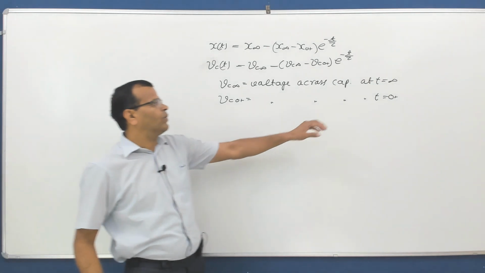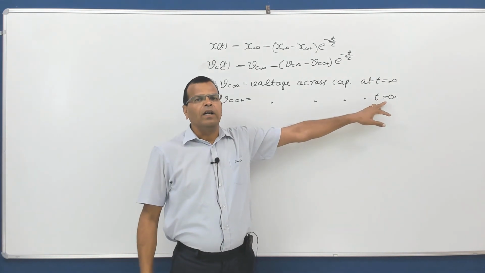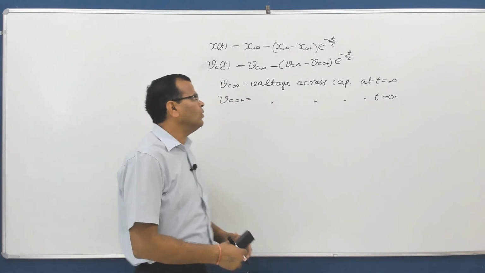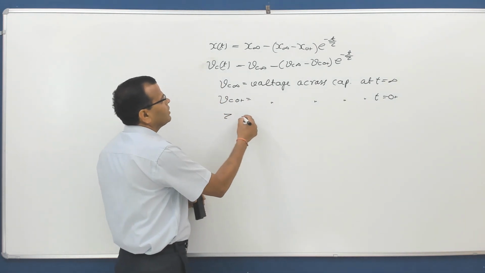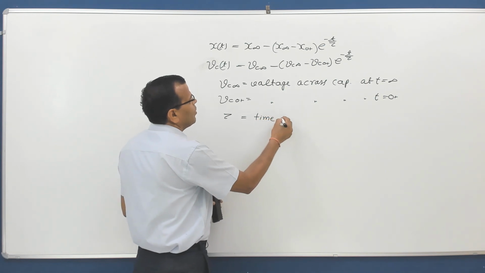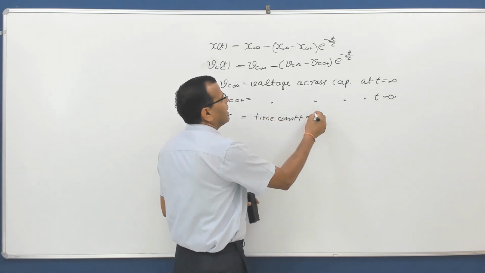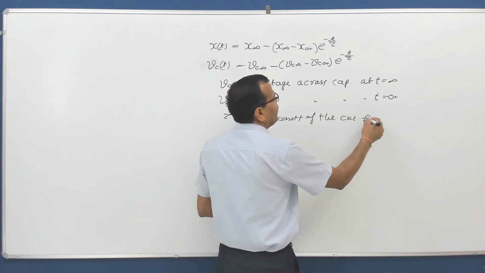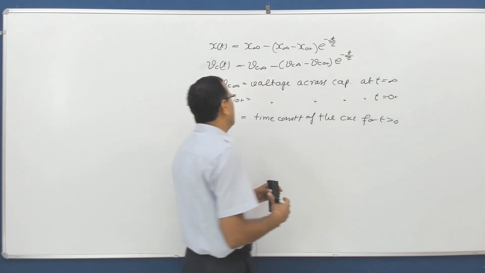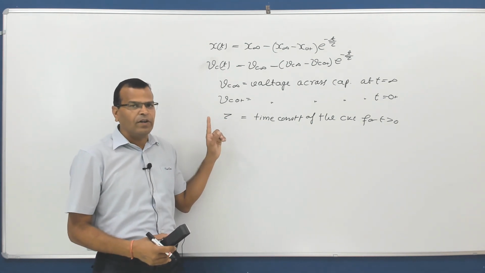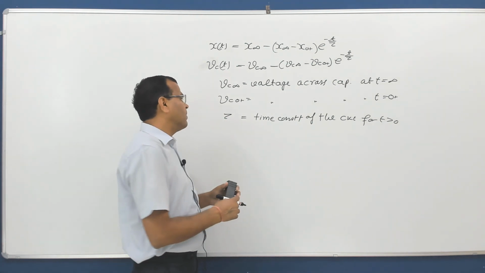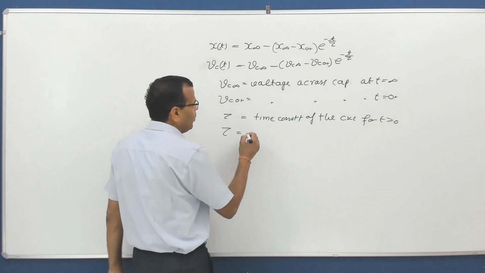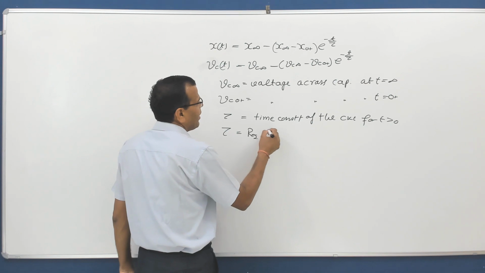Remember, t equal to 0 plus means the instant just after switching, and tau is the time constant of the circuit for t greater than 0. Mathematically, this is defined as tau equal to R equivalent into C.